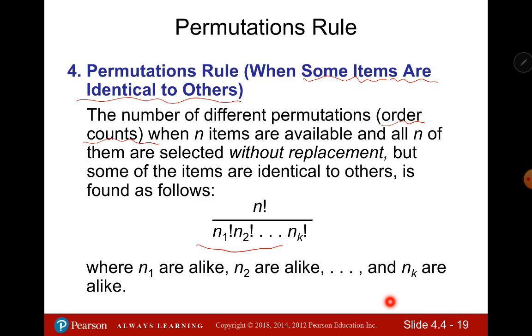Then we use this formula. This is called the permutation with same items. Here, n is the total number of items we have. But here, n1 are the same, n2 are the same, and so on. Let's check the example.